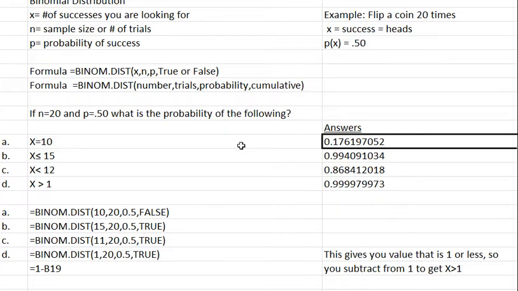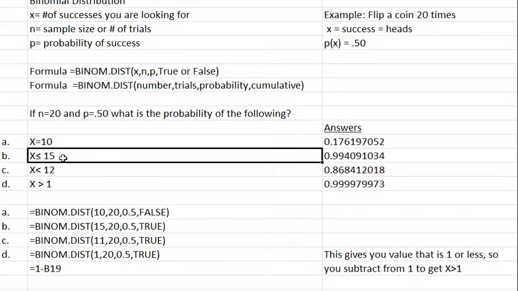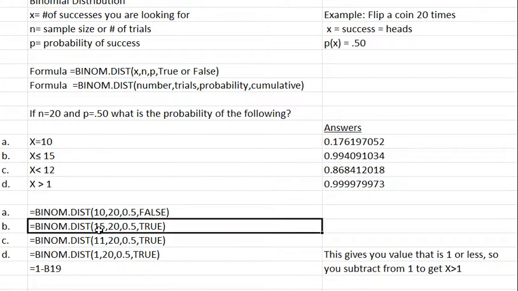Now, what if we wanted to know what's the probability of getting heads 15 or fewer times? Well, we simply plug that into the formula. 15 or fewer, so we put 15 for the x value. 20 is still the number of trials. 0.5 is still the probability of getting heads on any given trial. Only we change it to true because we want a cumulative probability.